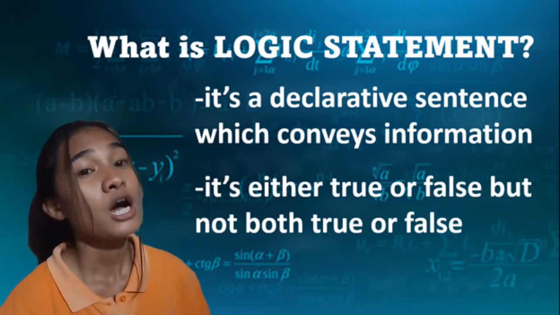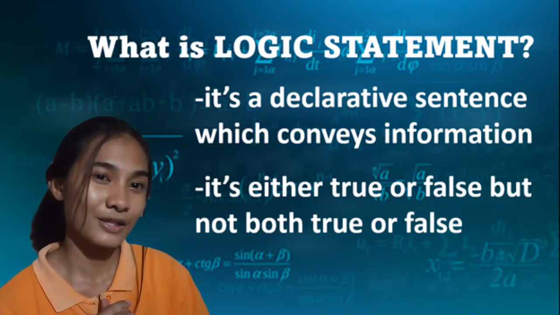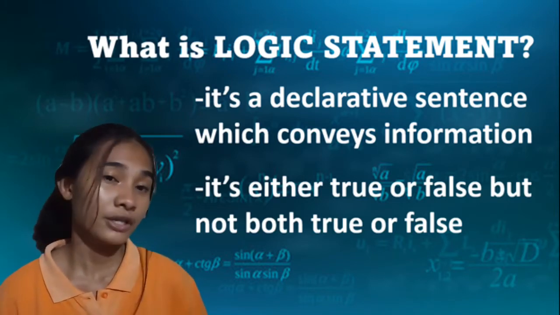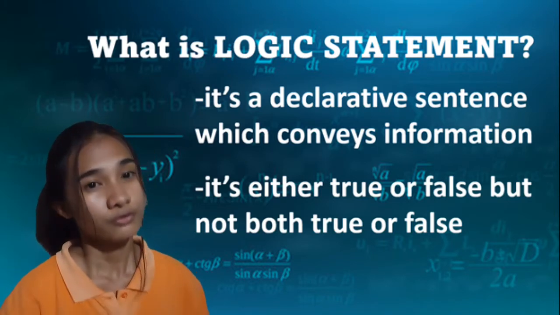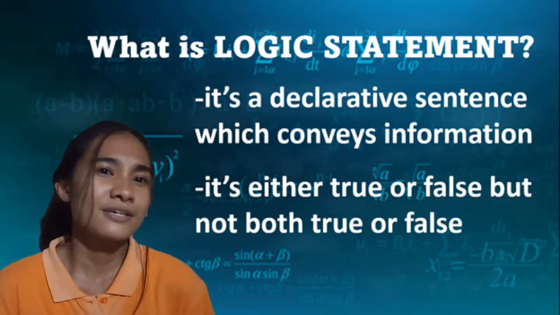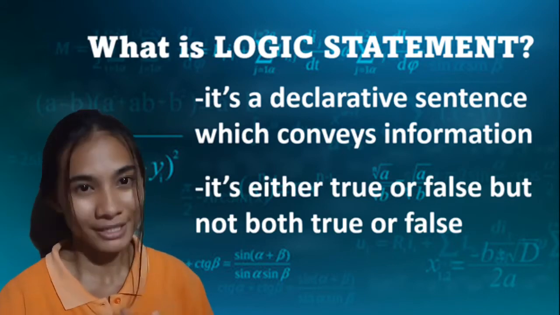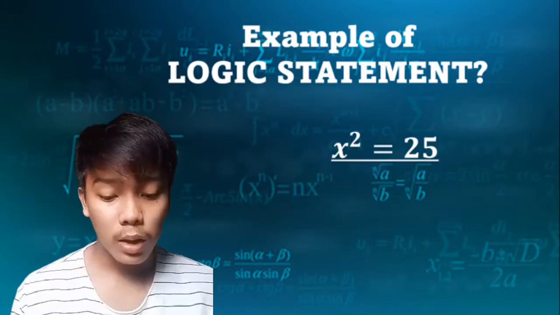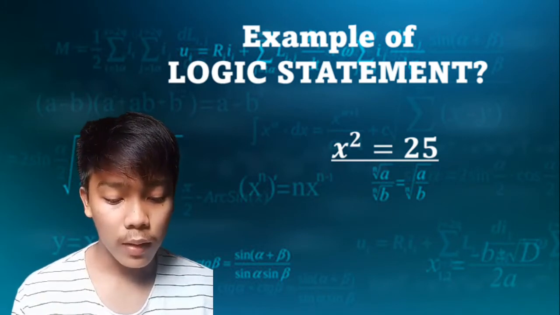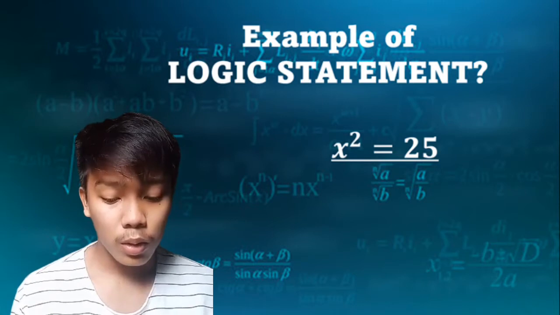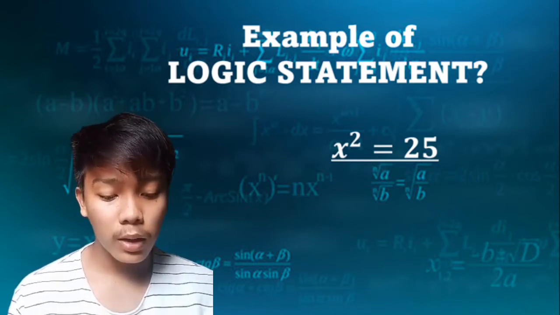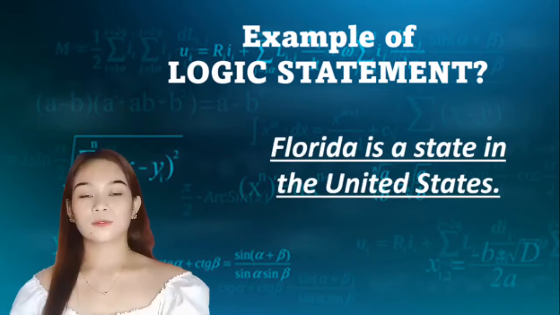Always remember po na pag logic statement ang ating pinag-uusapan or statement, nagbibigay po ito ng information kahit po false yan as long as nagbibigay siya ng information. So let's give some example para malaman talaga natin kung ano yung logic statement. X squared equals 25. 5 squared is equals to 25. This is true. 2 squared is equals 25. It's false because 2 squared is equal to 4.